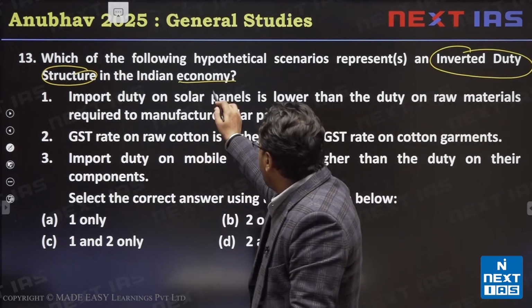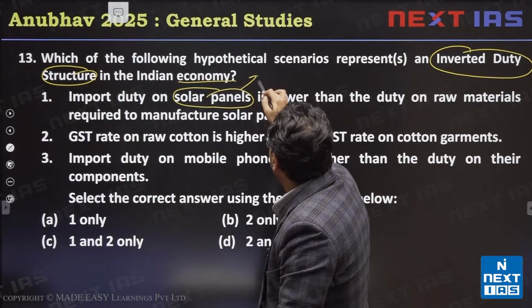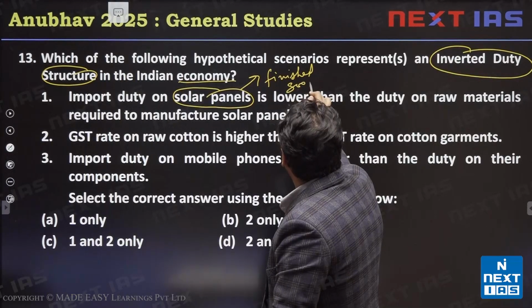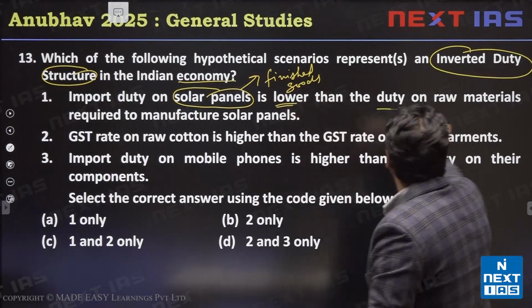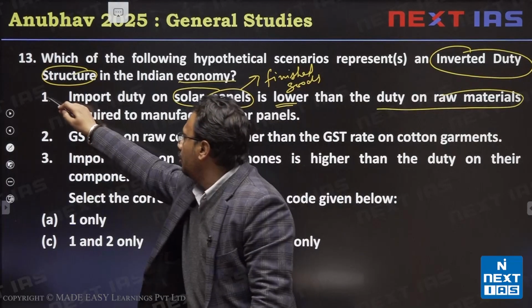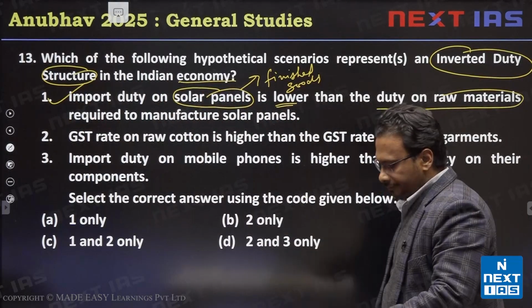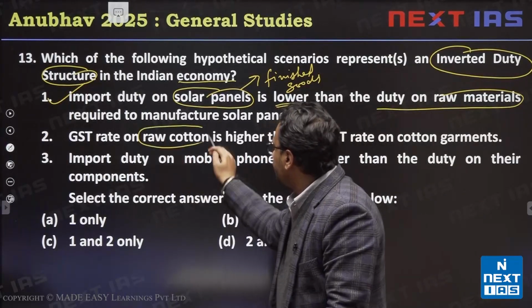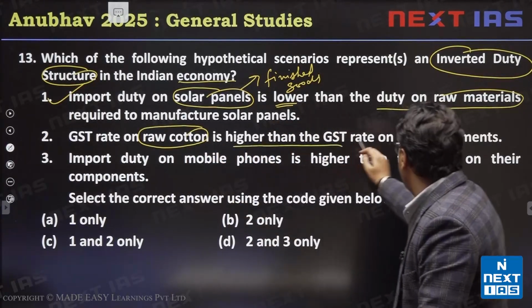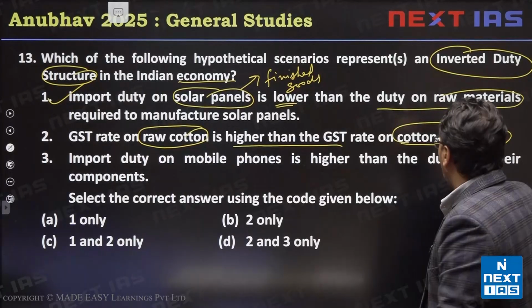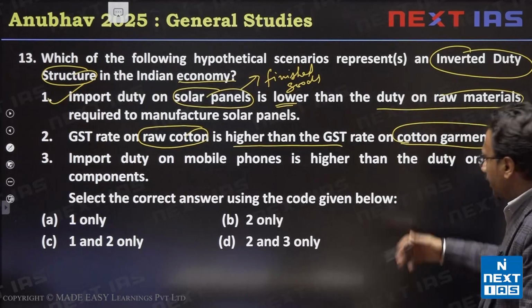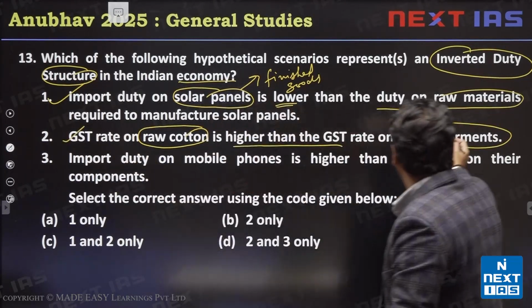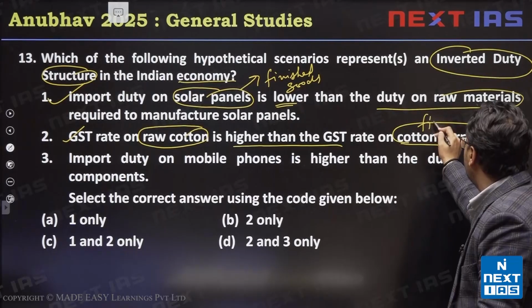First, import duty on solar panels, that means finished goods, is lower than duty on raw material required to manufacture solar panel parts. 100% correct. Second, GST rate on raw cotton is higher than the GST rate on cotton garments. 100% correct. Third, this is correct. Why? Because cotton garment is the finished product.